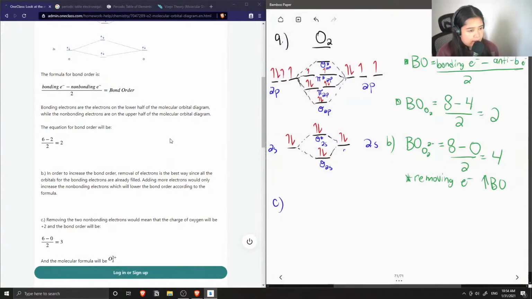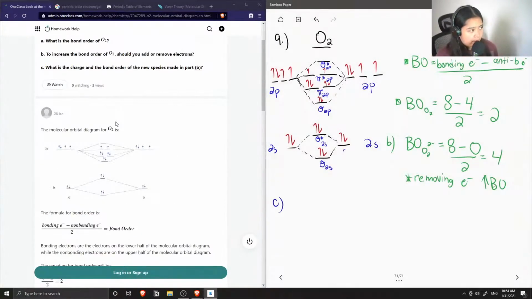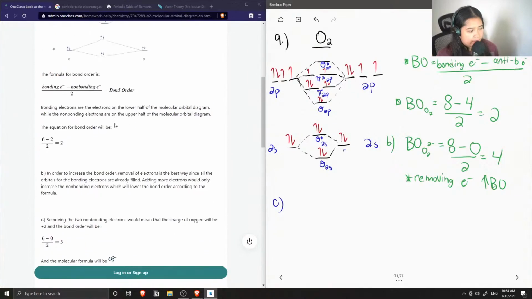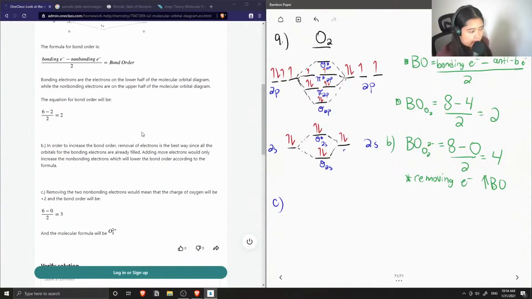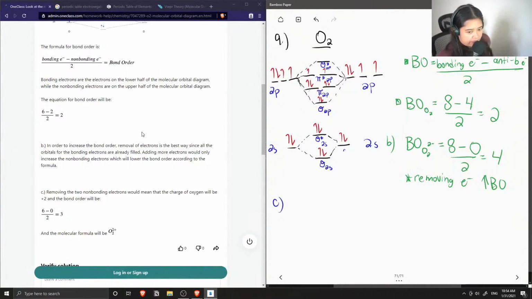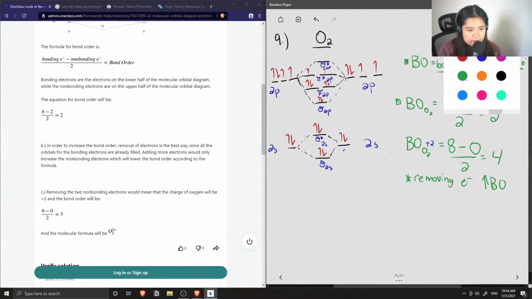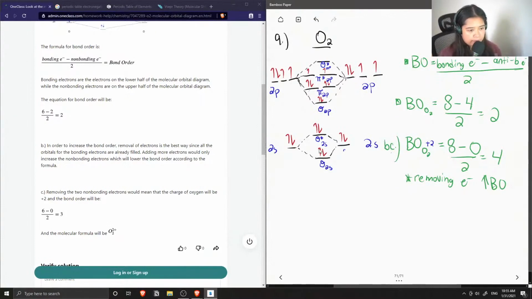Okay, so now for part C, what is the charge and the bond order of the new species made in part B? I calculated it already, and it would be 4. Oh sorry, when you remove electrons, it has a +2 charge, so let me just change that. So this is the answer for B and C, and you get the bond order of 4.